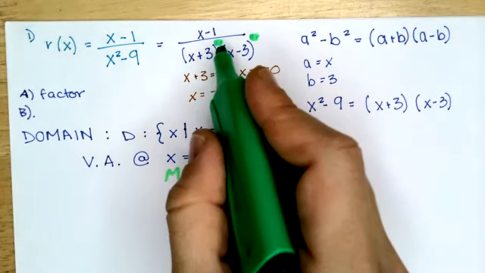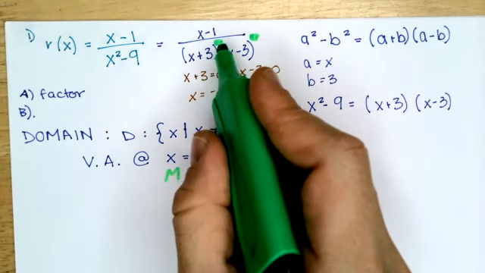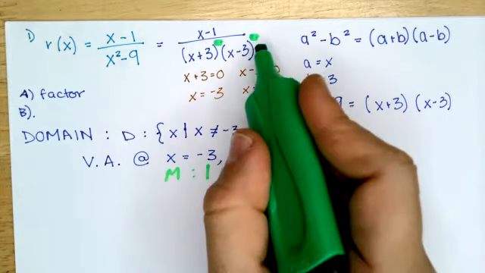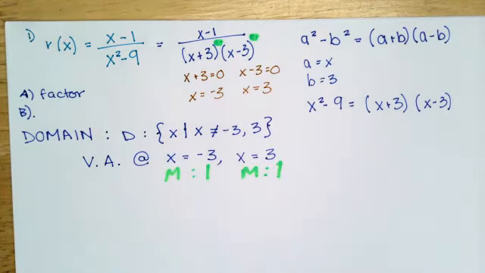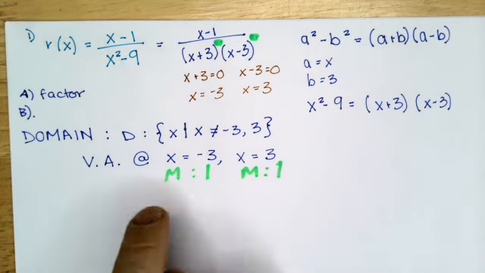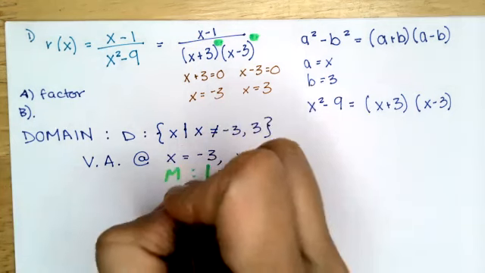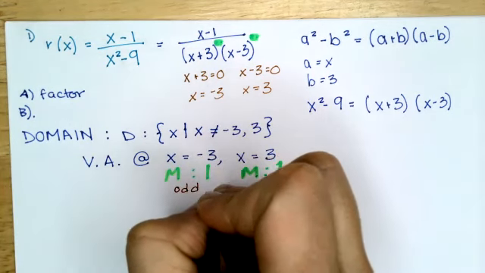This multiplicity is 1, because this is not being raised to any exponent except 1. And this multiplicity is also 1, because this was not being raised to a second or third power or fourth power or fifth power. Good. So both of these vertical asymptotes have what we call odd multiplicity.